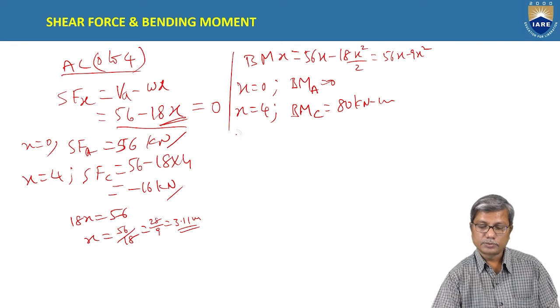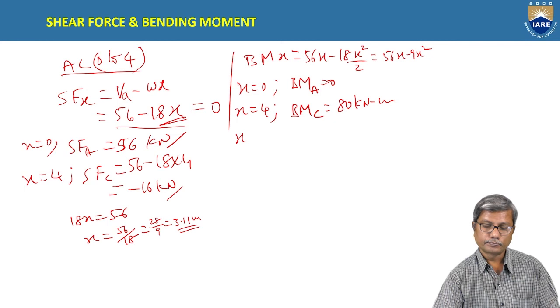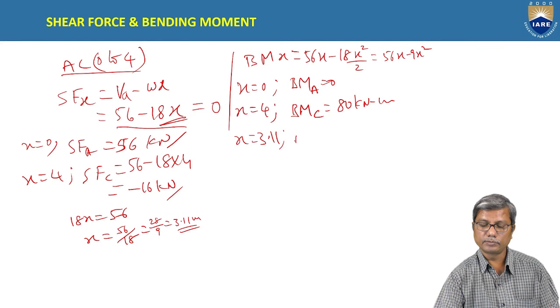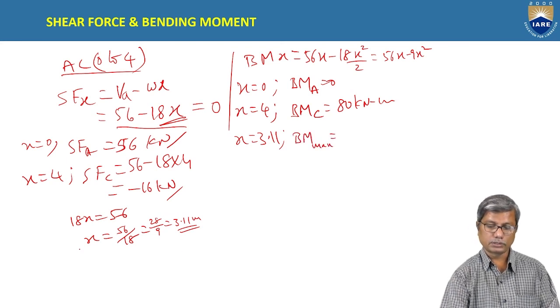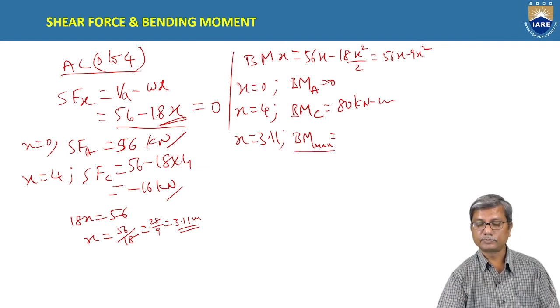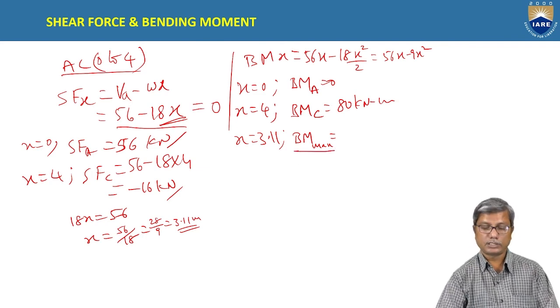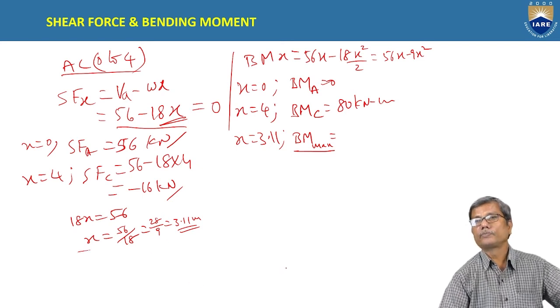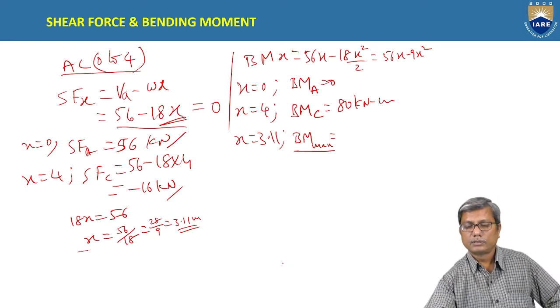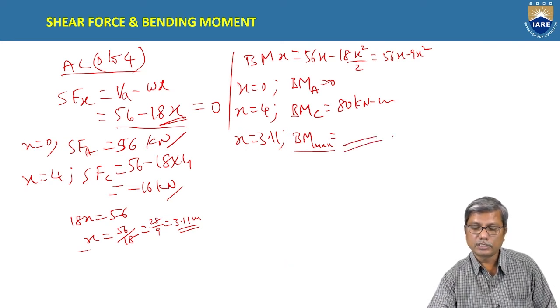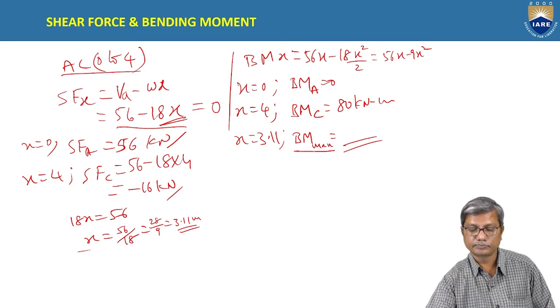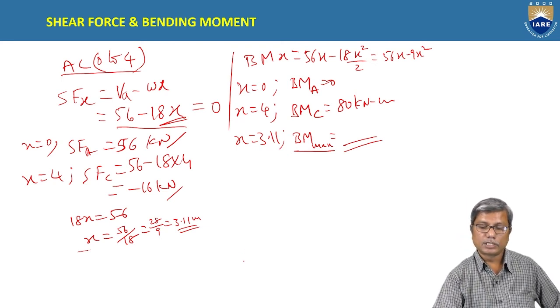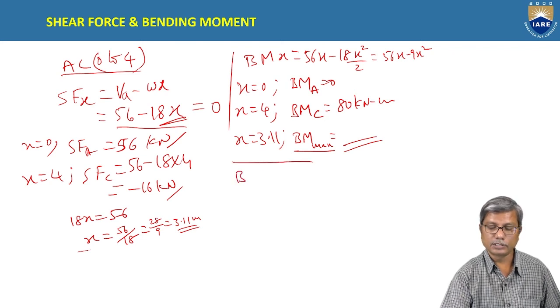Now, by substituting x equal to 3.11, we will get bending moment at some point, say E, which is maximum. Okay, you will get maximum bending moment where shear force is changing sign. So substituting x equal to 3.11, you will get maximum bending moment. Understand? Yeah.